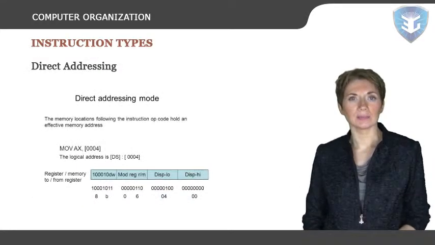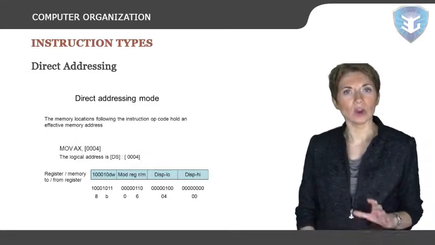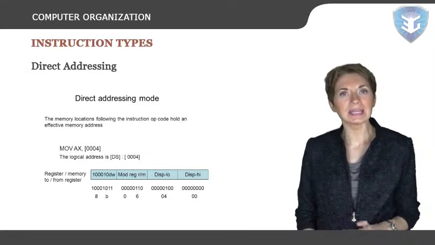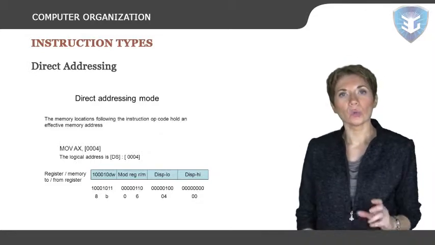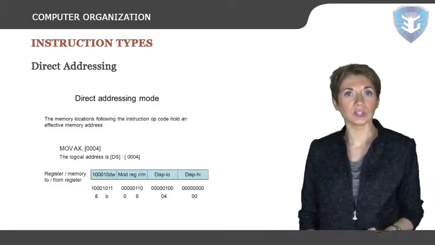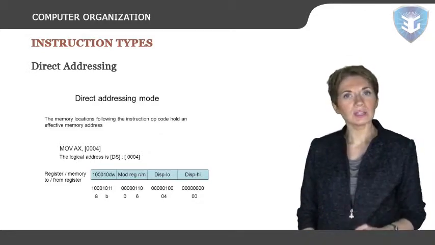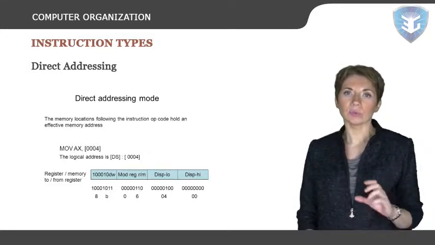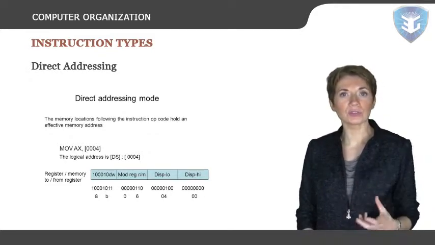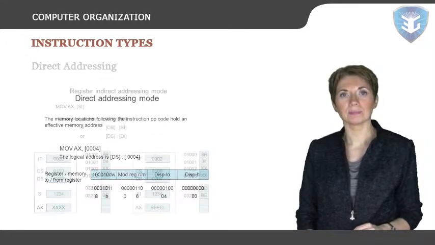Direct addressing. For direct addressing, the operands of the instruction contain the memory address where the data required for execution is stored. For the instruction to be processed, the required data must first be fetched from that location.